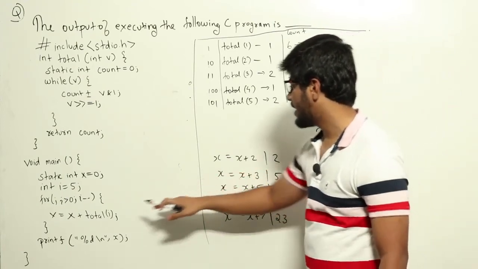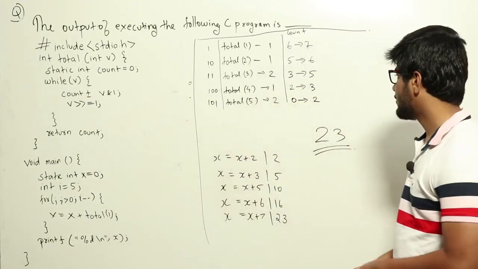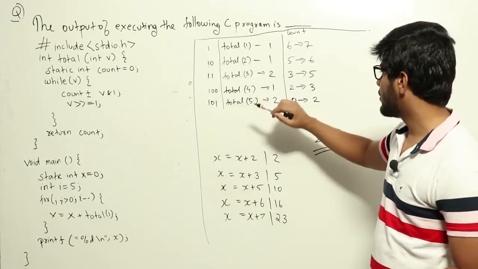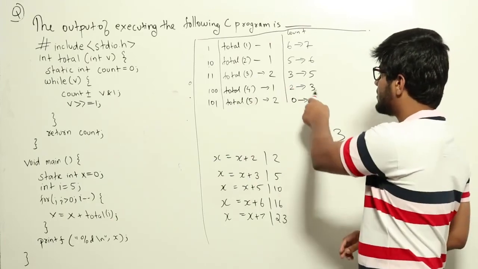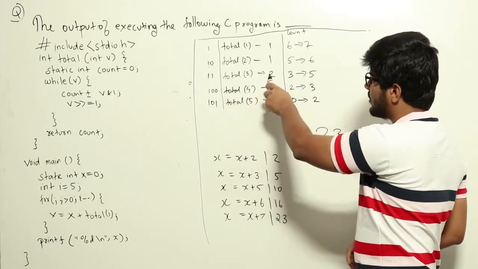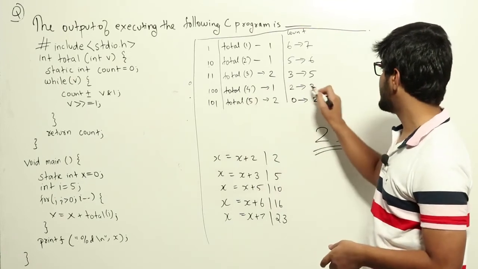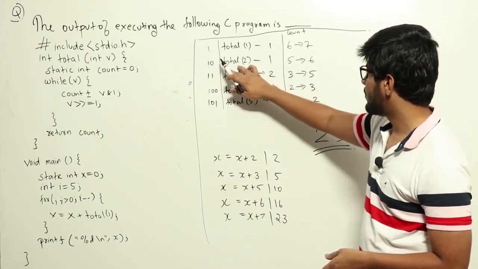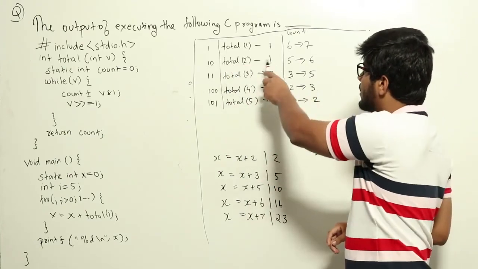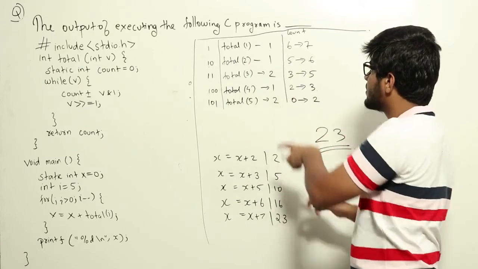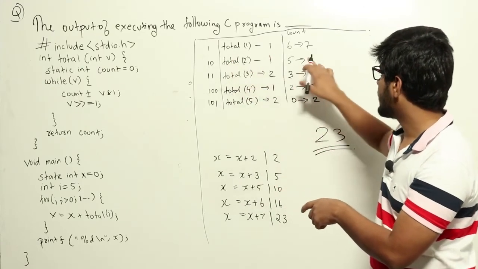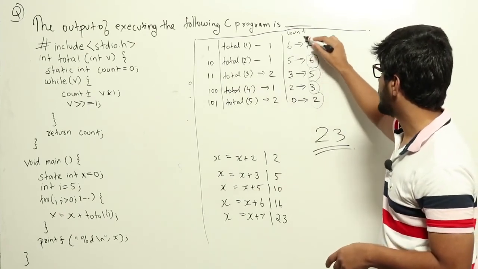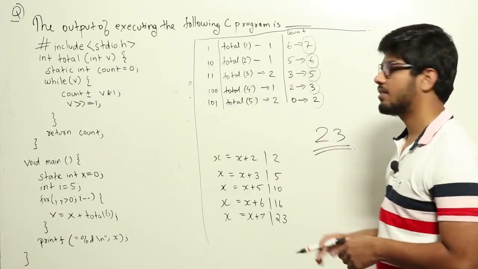After that it will again call total of 4 now. So let us see what happens when we call total of 4. When we call total of 4, it will add 1 to count. So count was 2, now it becomes 3. When we call total of 3, it will add 2 to count. So count is 3 now, we'll add 2, so it will return 5. Again after that when we call total 2, it will add 1 to count, so count will become from 5 to 6. So when we call total 1 after that, count becomes from 6 to 7. So these are the return values of the functions total 5, 4, 3, 2, 1 respectively.